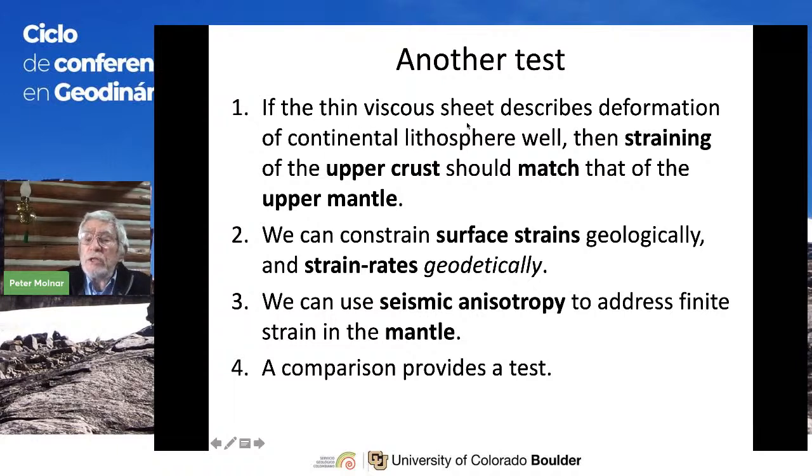Okay, well, another test. If the thin viscous sheet describes deformation of continental lithosphere well, then the straining of the upper crust should match that of the upper mantle. They both should strain together. And we can constrain surface strains geologically, or strain rates geodetically with GPS. And we can use seismic anisotropy to address finite strain in the mantle. So a comparison provides a test.